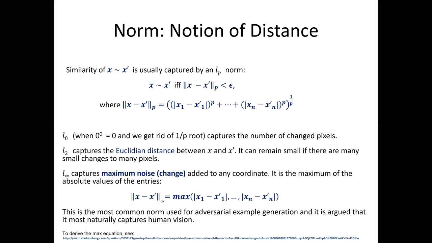Now, by far, the most commonly used norm is the L infinity norm. What the L infinity norm does is it captures the maximum of the absolute values of the entries. So it captures the maximum change that can happen to the original input. It just iterates again component-wise. You take the absolute values, the absolute change, and you take the maximum one. So that's the L infinity norm.